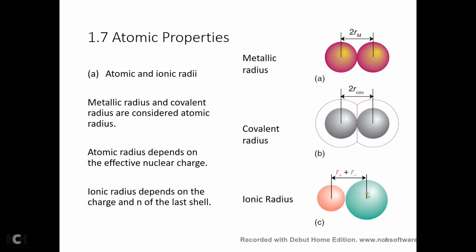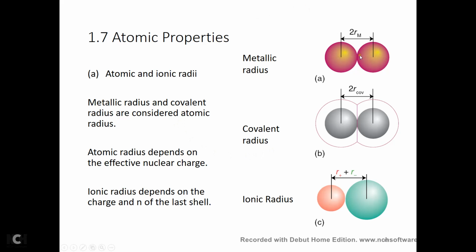Section 1.7 Atomic Properties, such as atomic radius, ionization energy, electron affinity, electronegativity, polarizability. First, let's talk about the atomic radius. Both metallic radius and covalent radius are considered atomic radius. Let's look at some pictures.